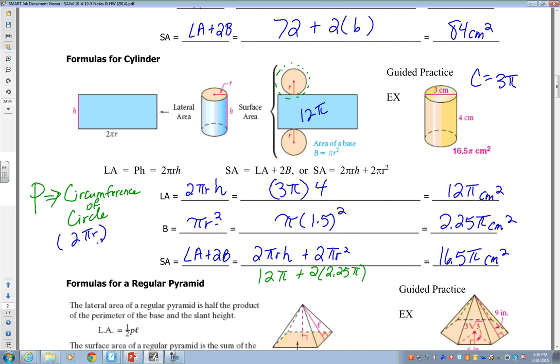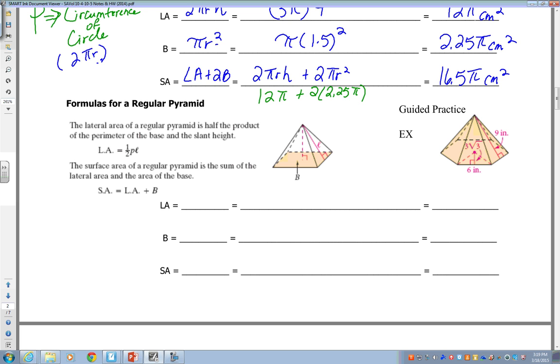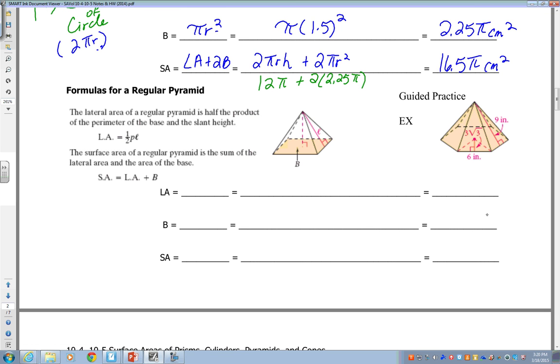Now, when we're talking about pyramids and cones, when you have only one base, this is when we have to start identifying the slant height. You still do the base first. But remember, from the center of the base to the vertex, that is the height. When I'm looking at the triangle on the face, this is the slant height. You have to know the difference.